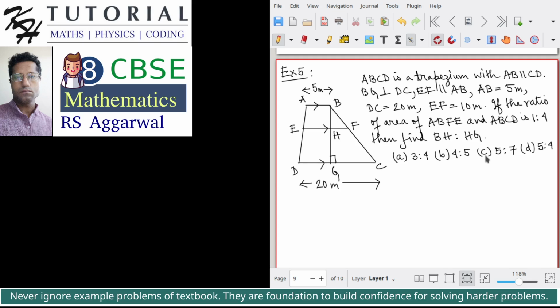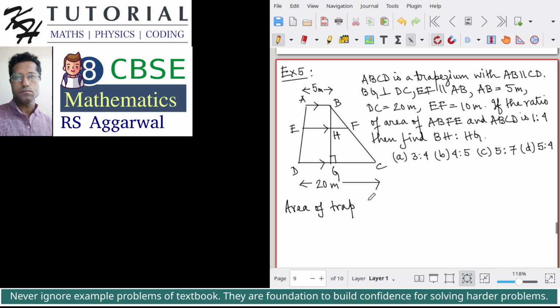BH is to HG. The ratio of area of ABFE and ABCD is 1:4. So what is area? Area of trapezium. Now, it is clear that ABCD is a trapezium. AB is parallel to DC, and EF is also parallel to AB. So clearly, ABFE will also be a trapezium.